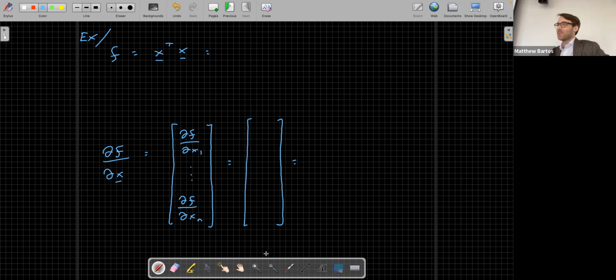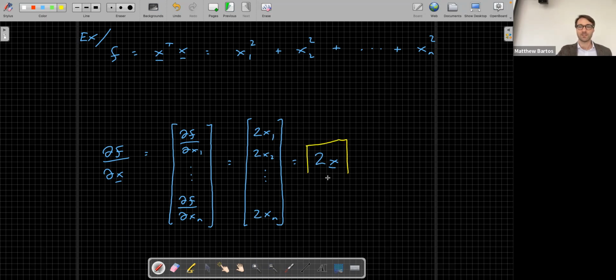Okay, does anyone have an answer for the gradient of this function with respect to x? 2x, exactly. So how did we get that? Well, x transpose x is equal to x1 squared plus x2 squared, and so on, all the way to xn squared. If we take the partial derivative of this scalar function with respect to each of these, we end up with 2x1, 2x2, all the way through 2xn, which gives us 2 times our original vector x.